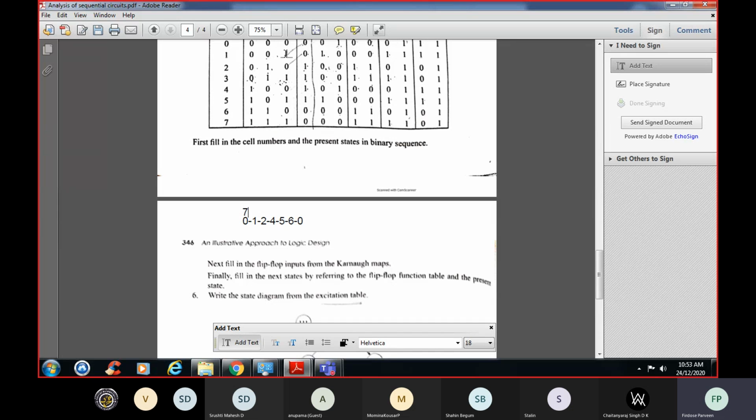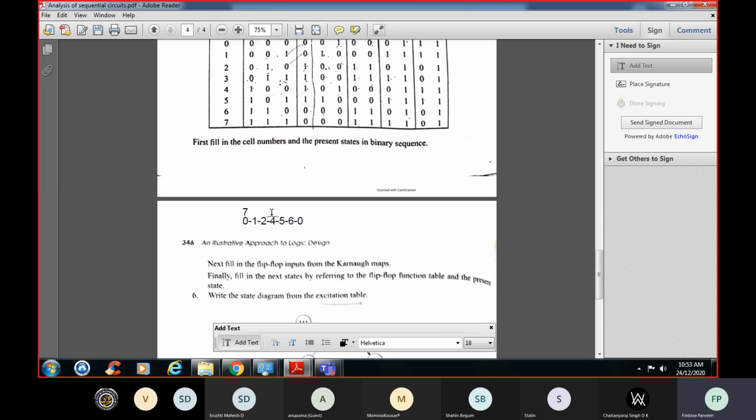See here. When the previous state is 0, the next state will be 1. When the previous state is 1, again it is 2. When the previous state is 2, it is 4. From 3 also it is 4 only. When the previous state is 4, it is 5. So when the previous state is 0, it is 1. After 1, again it is 2. After 2, again it is 4.